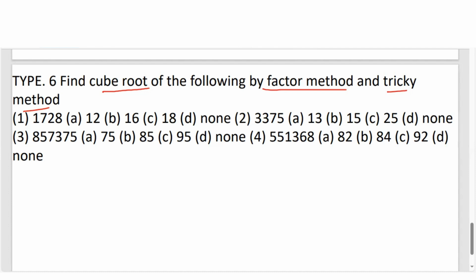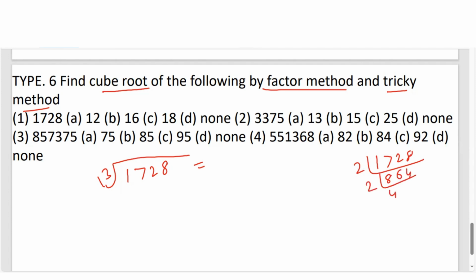Just like here, the first question is given: 1728. We have to find the cube root of this number, right? So again, what is the rule when we are using the factor method? First make the factors of this number. Everyone knows it is divisible by 8, so divided by 2: 2 8 is 16, 2 6 are 12, 2 4 is 8. Again go with 2: 2 4 is 8, 2 3 is 6, 2 2 is 4. Again go 2: 2 2 is 4, and we get 216.